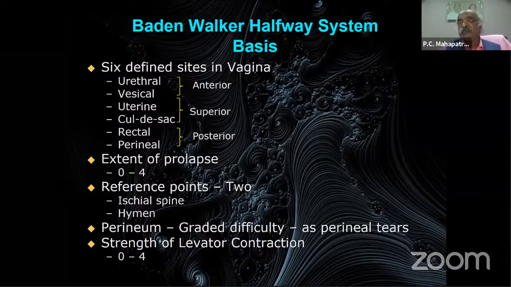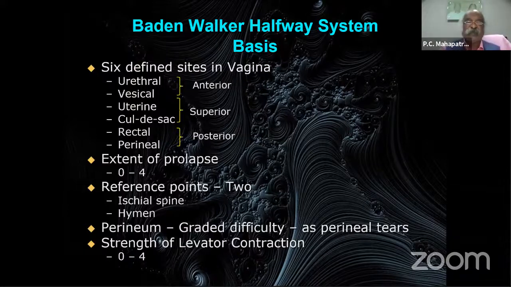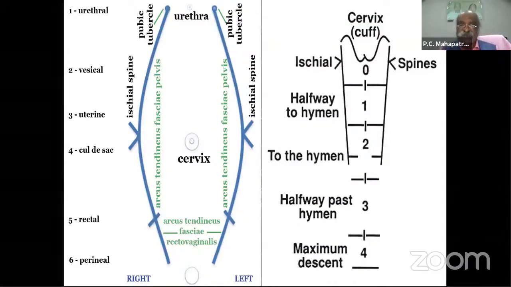Strength of levator ani is included under the Baden-Walker. Strength of levator ani contractions. I think the tone of the levator ani is approximately from 0 to 4. They use it with the manual thing, the tone supplemented with some gadgets for that. And this is the same Baden-Walker halfway system for that. It's almost the same, just a gradation of 0 to 4, 0, 1, 2, 3.